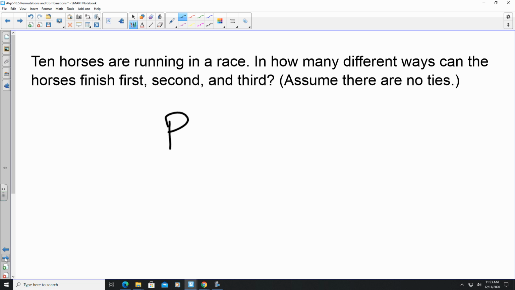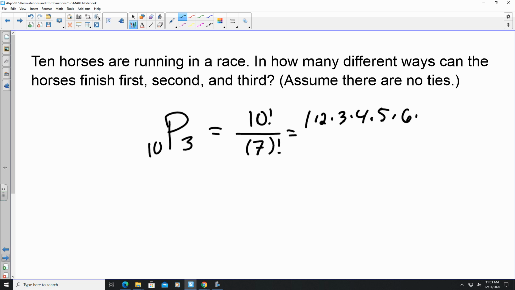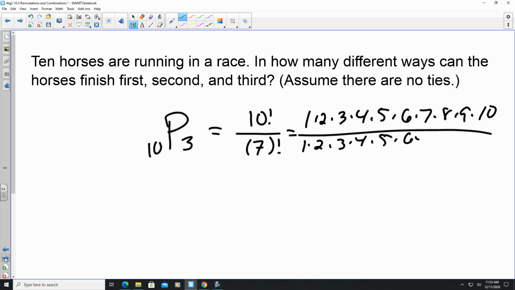There are 10 horses in this race, and we want to know how they finish, so we're going to arrange them 3 different ways. On the top, it's going to be 10 factorial divided by 10 minus 3, which is 7 factorial. This one's kind of nice because we have 1 times 2 times 3 times 4 times 5 times 6 times 7 times 8 times 9 times 10, and on the bottom, 1 times 2 times 3 times 4 times 5 times 6 times 7.